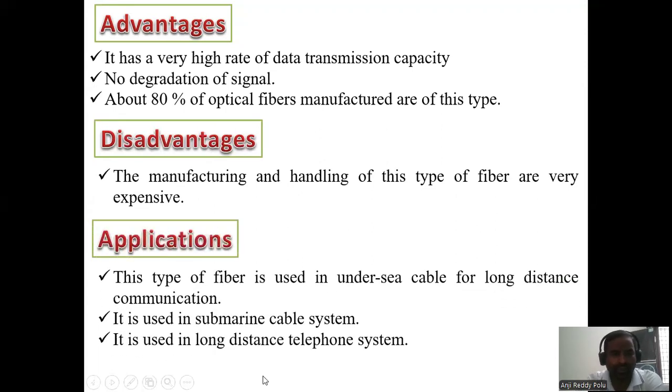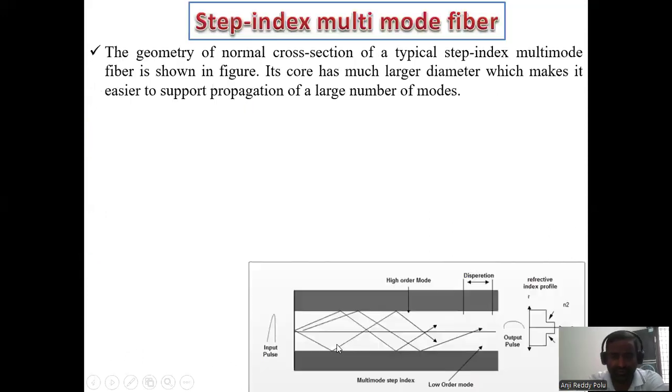Applications. Okay, this type of fiber is used in undersea cable for long distance communication. It is used particularly in long distance communications. That is, in undersea we are using. It is used in submarine cable systems also. It is used in long distance telephone systems also.